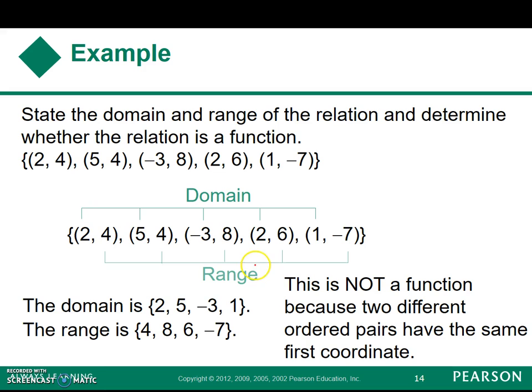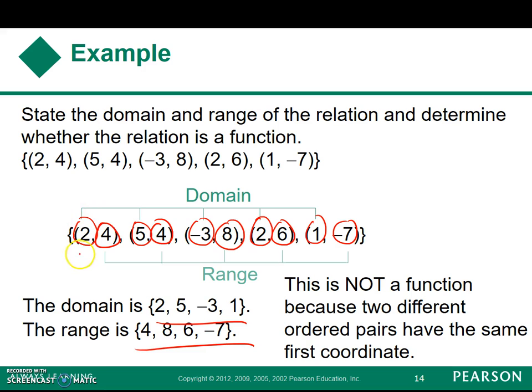Okay? So, a couple of questions here. You might have to state the domain and range of a set of ordered pairs. Well, again, the domain is just those x coordinates, 2, 5, -3, 2, and 1. So you just list all those. Don't list them twice. The range is all the y's, 4, 8, 6, and -7, so you can just list them like so. Notice how we have a 2 in the x, and we have another 2 in the x. So therefore, this is not a function because we have that duplication.